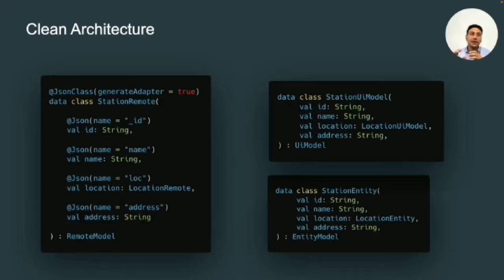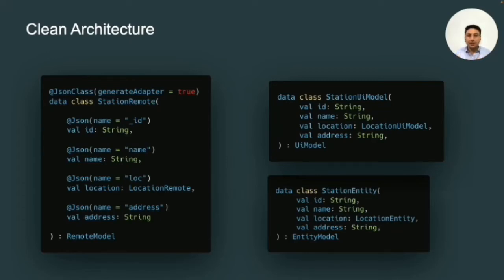And once we get that, we copy paste that remote model and convert it to the entity model: we remove the annotations, replace remote with entity, and extend it from the entity model. And after the entity model is created, we have to create the UI models. So then we copy the entity model and convert it to the UI model.